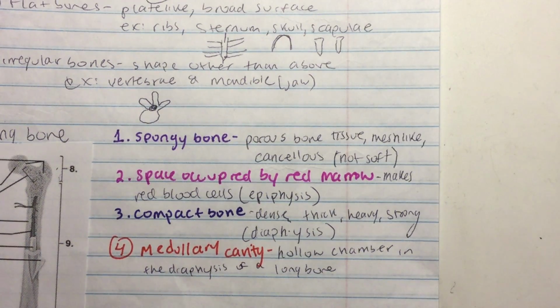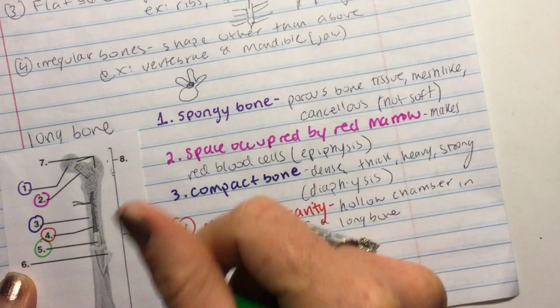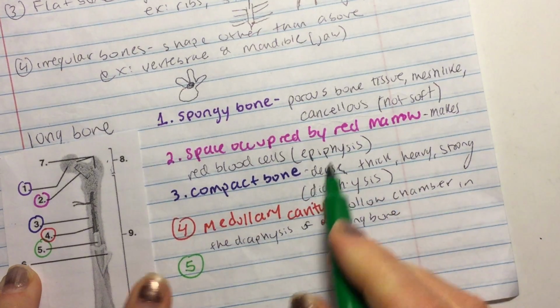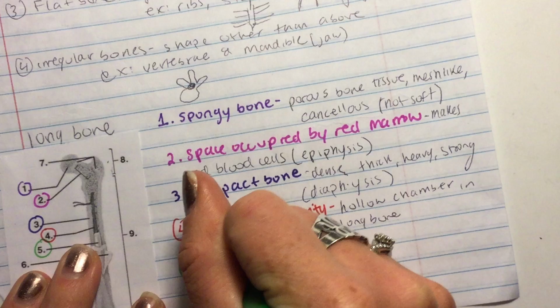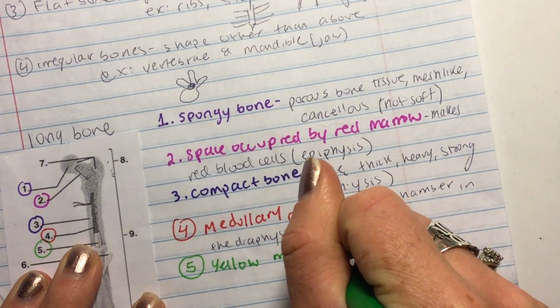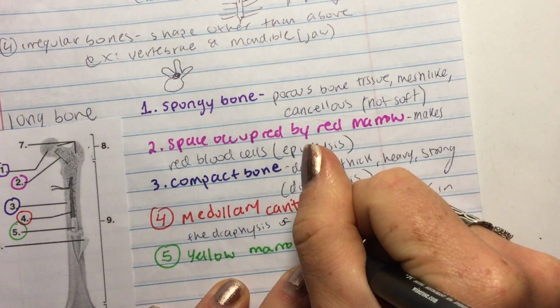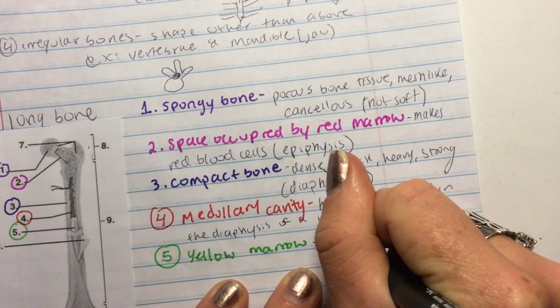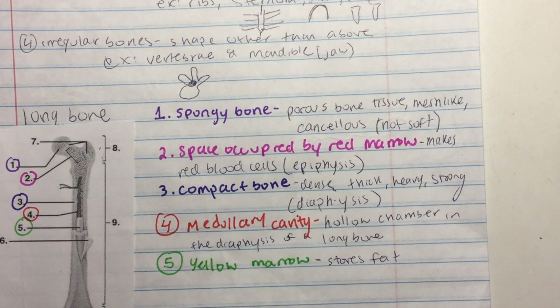Number 5 is called the yellow marrow. So we saw red marrow before up here, which makes red blood cells. This is our yellow marrow. And yellow marrow, we see this in a lot of pictures that fat's kind of signified by a yellow or orange color. Yellow marrow is what stores fat. So we do have some fat storage in our bones.